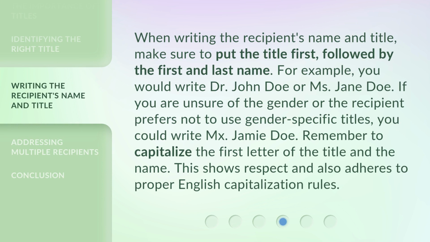When writing the recipient's name and title, make sure to put the title first, followed by the first and last name. For example, you would write Dr. John Doe or Ms. Jane Doe. If you are unsure of the gender or the recipient prefers not to use gender-specific titles, you could write Mx. Jamie Doe. Remember to capitalize the first letter of the title and the name. This shows respect and also adheres to proper English capitalization rules.